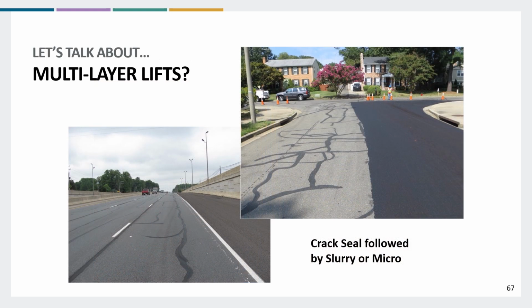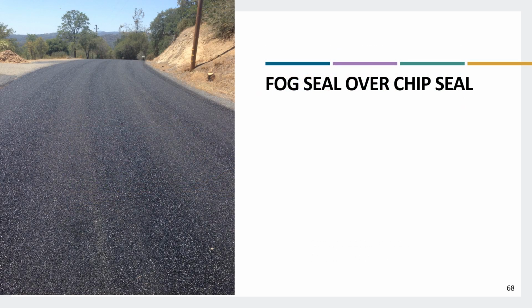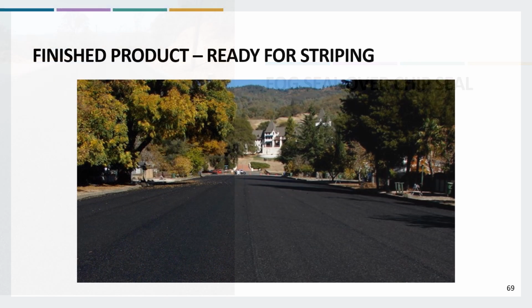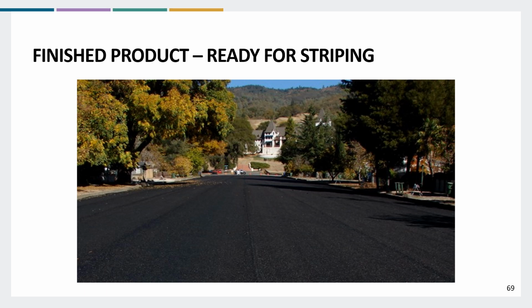Now let's talk about multi-layer lifts. As mentioned before, really crack seal with any type of preservation treatment over the top of it is a form of 2-layer system. Fog seal over chip seal, which is a great process. Doing an emulsion chip seal and covering it with a fog seal gives you 2 advantages. It locks down the chip seal or any loose aggregate and makes it nice and black. So when you put your pavement markings on, not only does it increase safety by residents being able to see the striping and paving markings, but it makes it nice and beautiful.